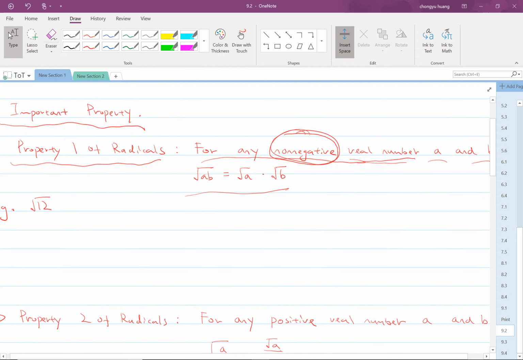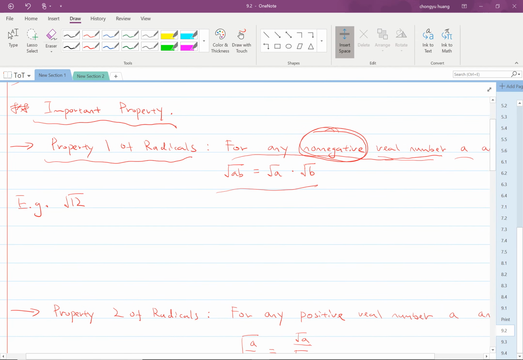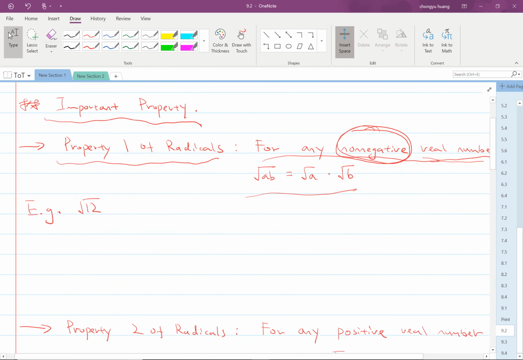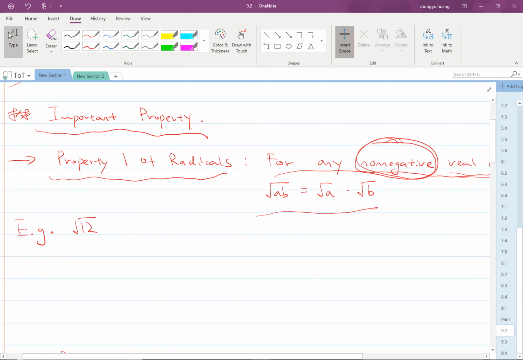Let me zoom in a little bit. We're going to talk about an example first to demonstrate how this property works. This property is really important.